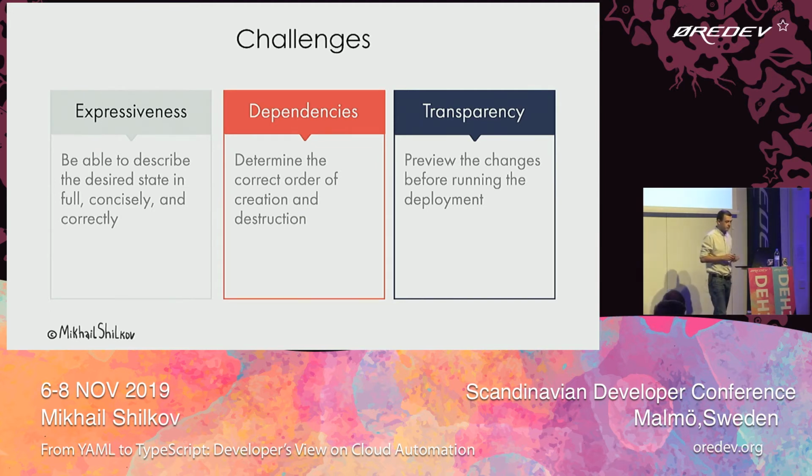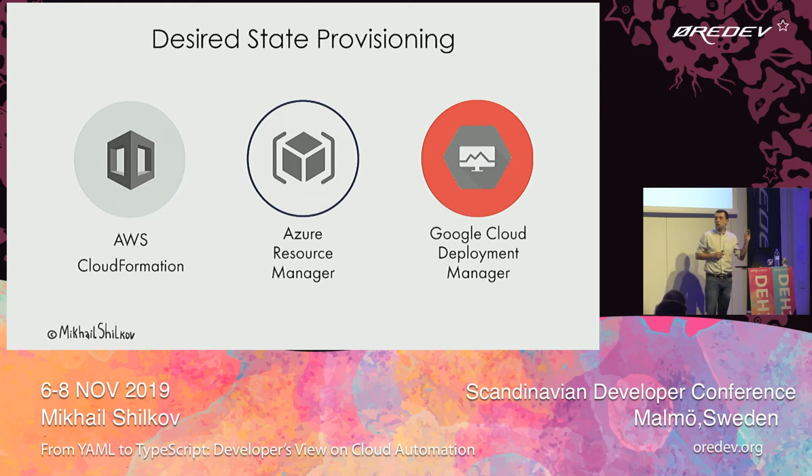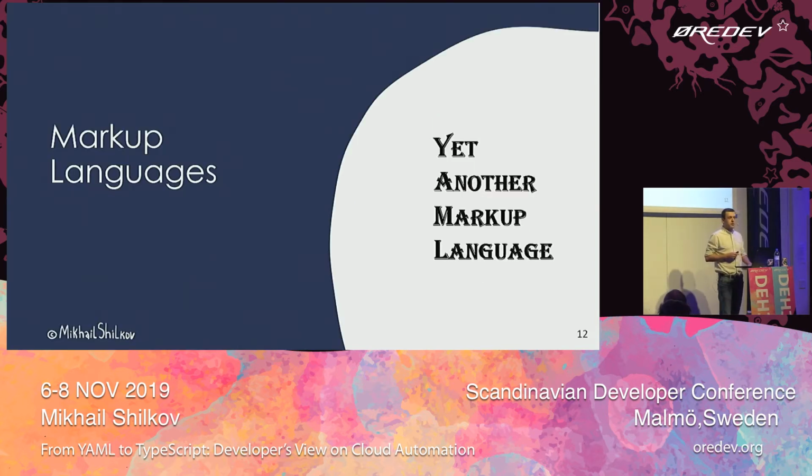in advance. So every cloud, doesn't matter what you work with, has their own desired state configuration tool. So AWS has CloudFormation, Azure Resource Manager, Google Deployment Manager. They are sort of the same thing on a high level. And they are also similar in a way that they use markup languages to define your infrastructure.